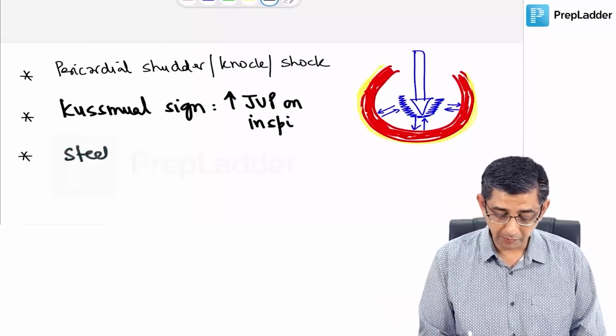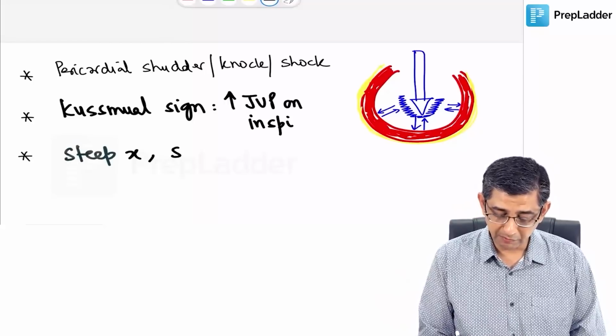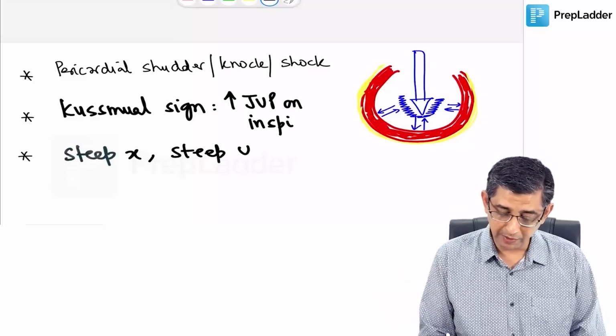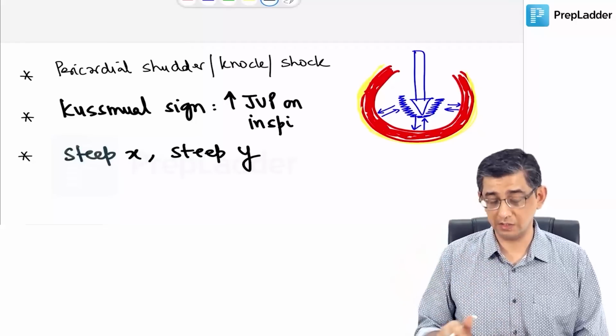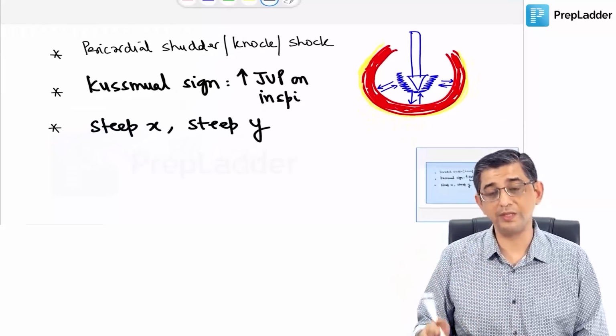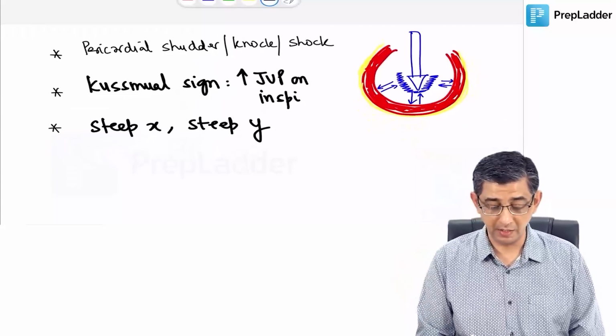Additional information that will be given will be steep X and steep Y. I hope you recall in the JVP lecture I told you if it is steep X and absent Y, it is cardiac tamponade, whereas if you get both steep X and steep Y, this is going to be constrictive pericarditis.